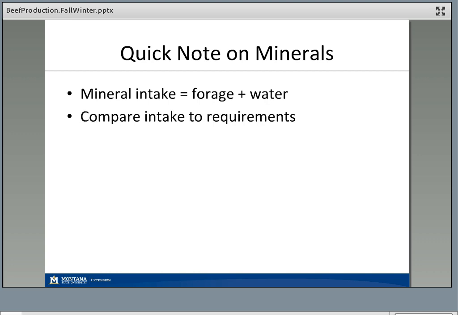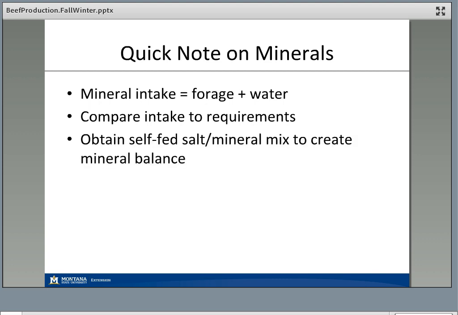But once you have an idea of how much mineral you have in the forage and how much you have in the water, you can compare the intake to the requirements and then obtain some sort of salt mineral mix to create mineral balance. In general, those are often provided in a self-fed form, whether that's part of a mineral pack in a lick tub, loose mineral, mineral block. You can certainly also add mineral packs to feed that you would hand feed, for example, in a cake and the like. So you have a lot of options certainly available to you.